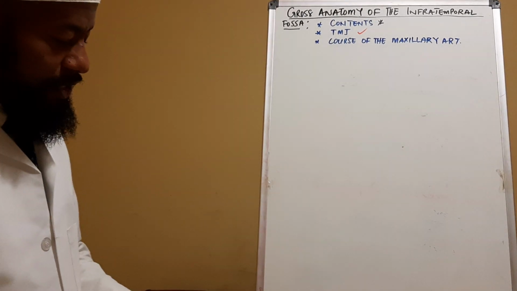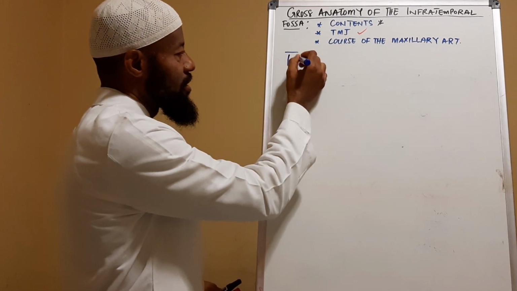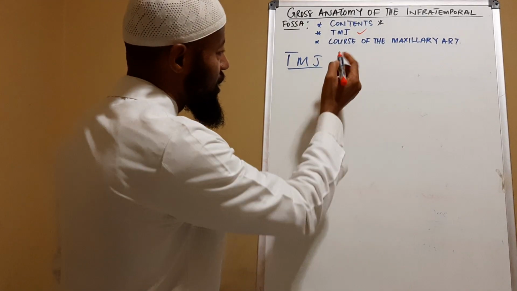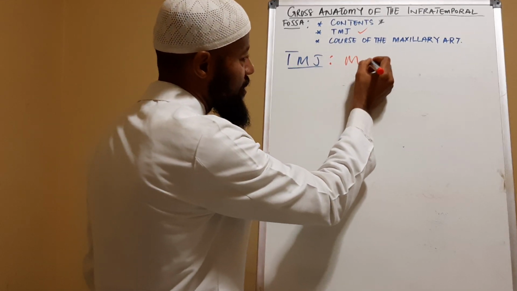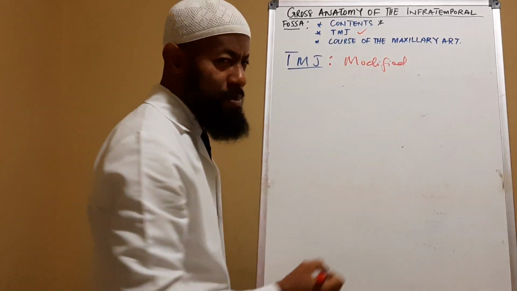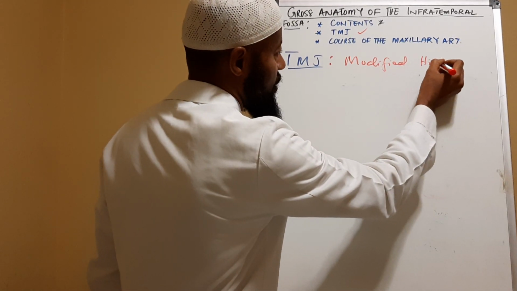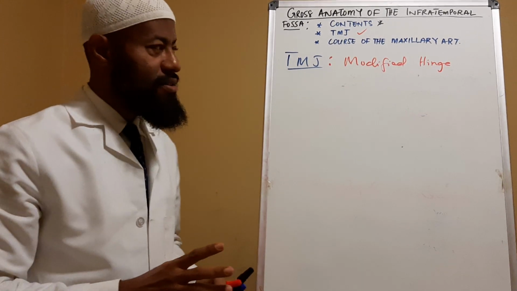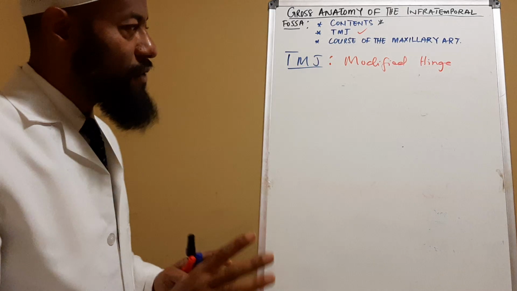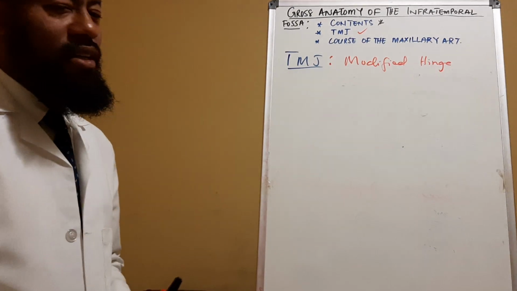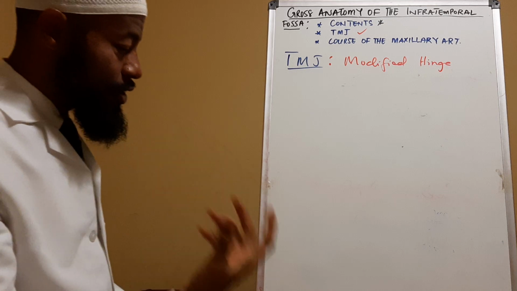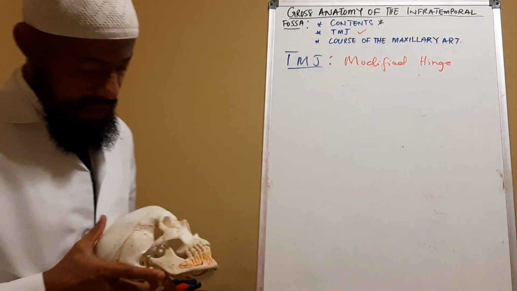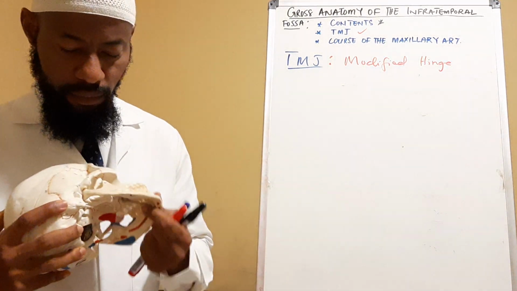The temporomandibular joint, TMJ, is an example of a modified type of hinge joint. It's a modified type of hinge joint. Now it has its functions. And one of the functions of the TMJ is actually, so let's see what my skull has. So this is the TMJ. That's the TMJ.